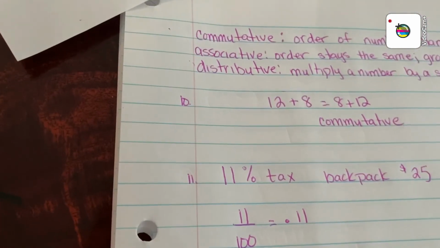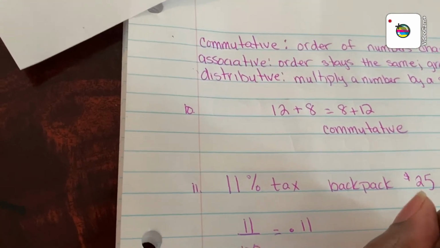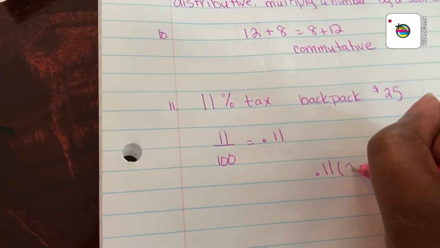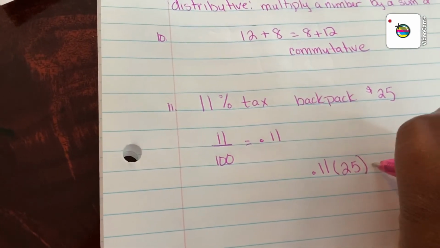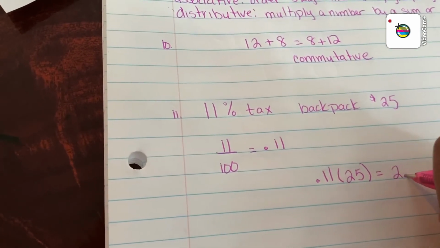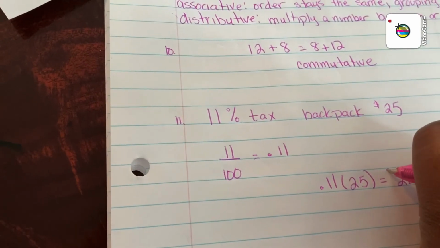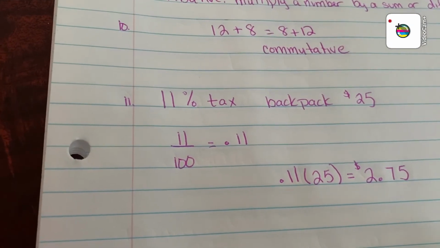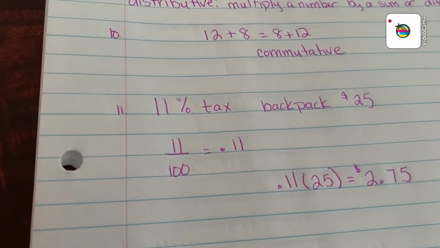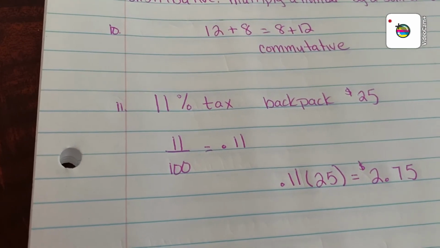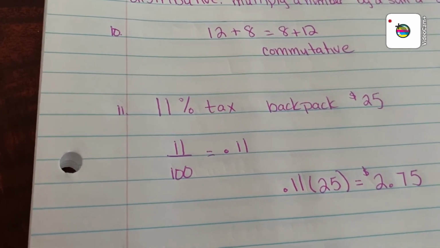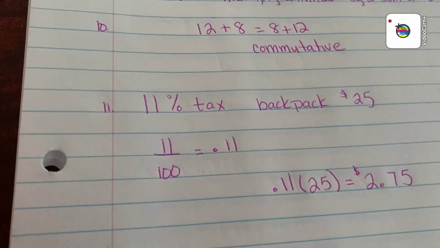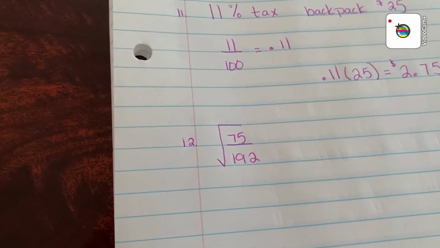All right. And it says 11% of the cost of the backpack. So we're going to take our 0.11 and multiply that by the cost of the backpack, which is $25, and we're going to get 2.75. So the tax on the backpack is $2.75. So remember, if you're going to use your calculator, if you're going to cheat, make sure you convert your percent to a decimal first and then multiply it by the cost.